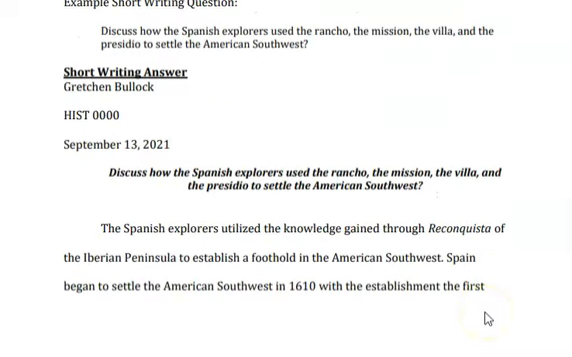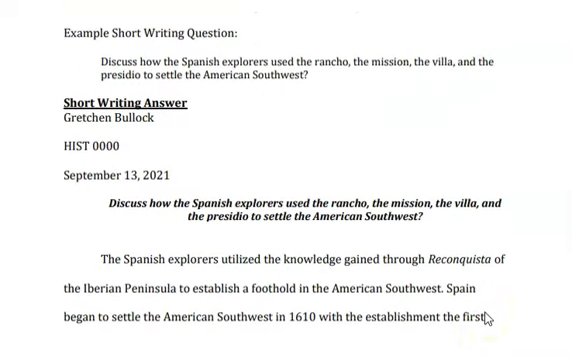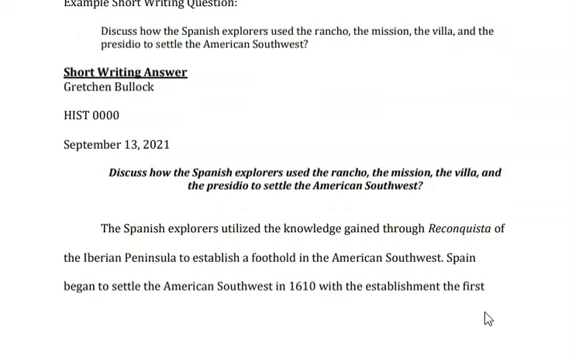So the example question that we're going to look at says, discuss how the Spanish explorers used the Rancho, the Mission, the Villa, and the Presidio to settle the American Southwest. So I've titled my paper with my name, Gretchen Bullock, History 000, because I'm not taking a history course right now. Whatever your course code is what you'll put there. And the date, September 13th, 2021. I have bolded and italicized the question that I chose to answer. Discuss how the Spanish explorers used the Rancho, the Mission, the Villa, and the Presidio to settle the American Southwest.